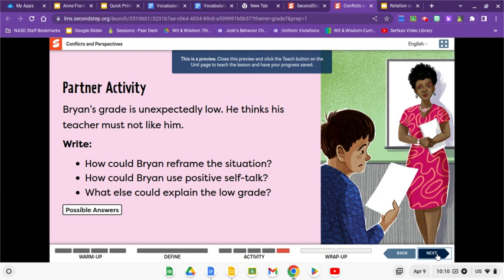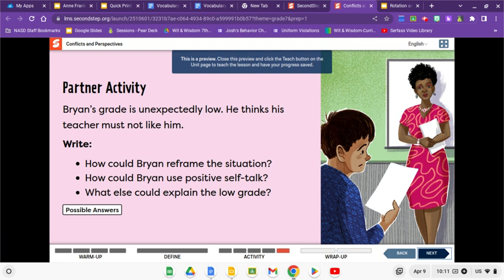So, partner activity. Brian's grade is unexpectedly low. He thinks his teacher must not like him. How could Brian reframe the situation for himself? How could Brian use positive self talk? And what else could explain the low grade? Take a moment to have a quick think about this before we write anything.